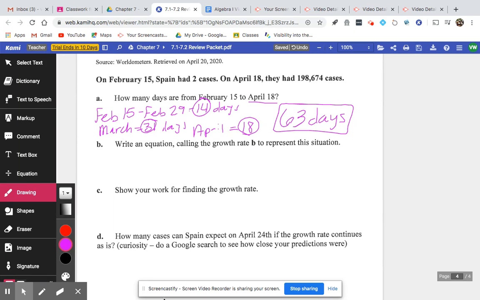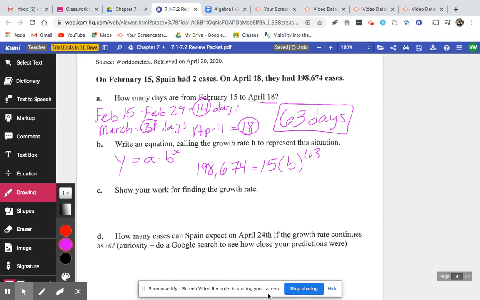Anyway, doesn't matter. Write an equation calling the growth rate b to represent this situation. Once again, a times b to the x is what we're going to use. The equation I want to use is 198,674 equals 15 times b to the 63rd power.